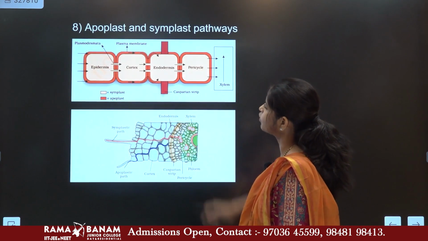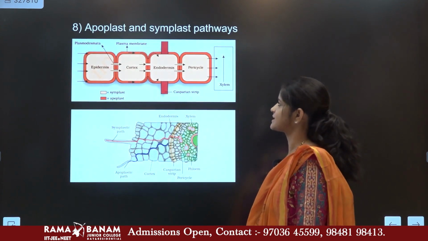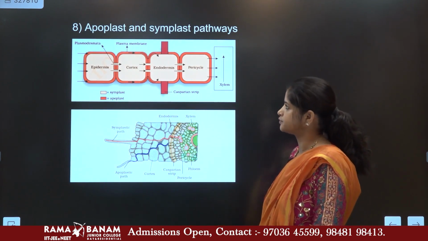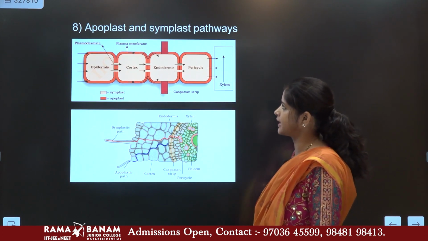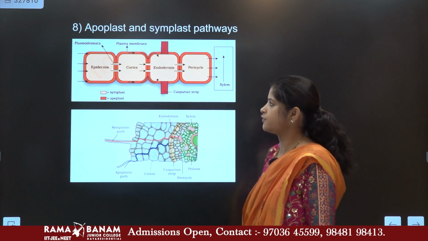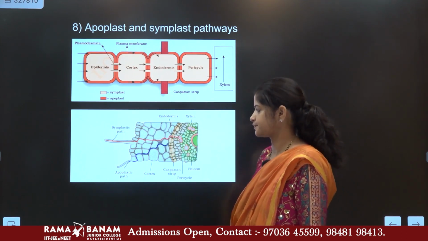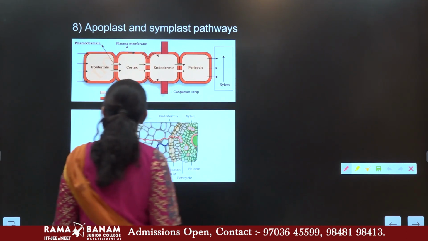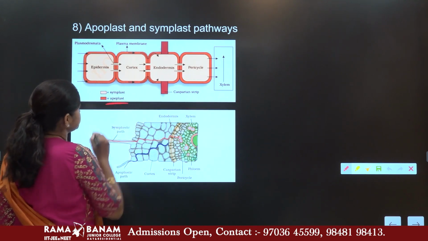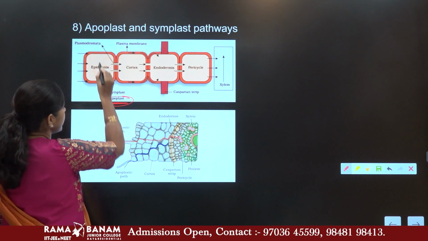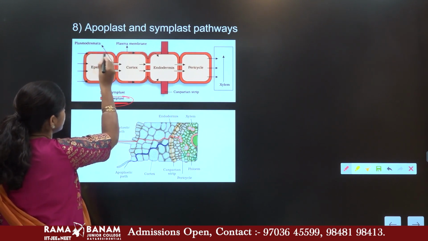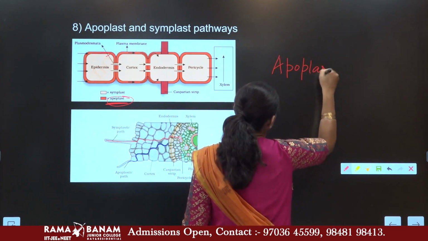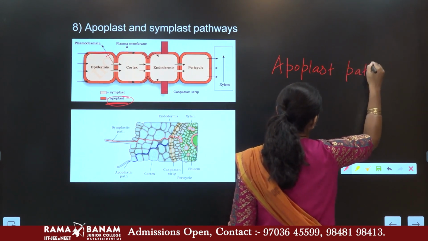Now next, student, here it is about the apoplast and the symplast pathway for the transportation of water and minerals in the plant. Two pathways are there, you can see in the diagram. First we will look at the apoplast. This one is apoplast, when water is moving through the cell wall. Apoplast pathway.